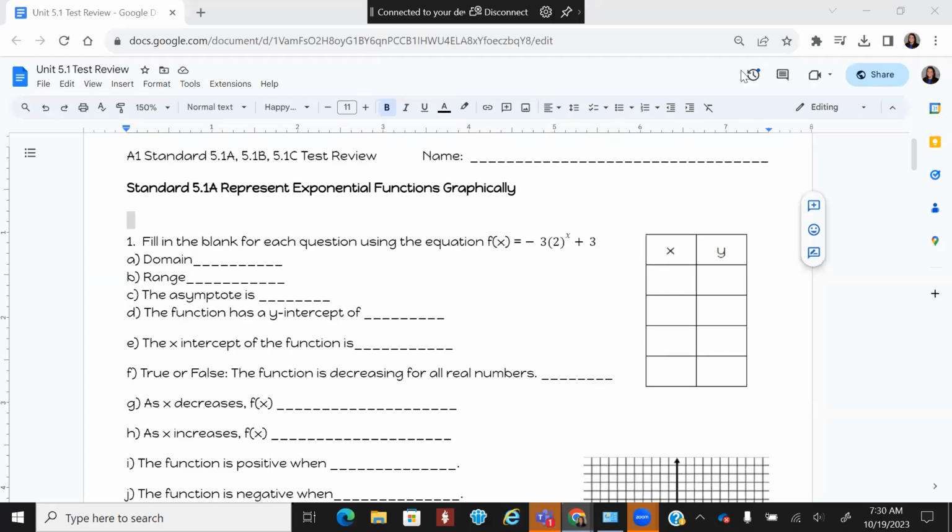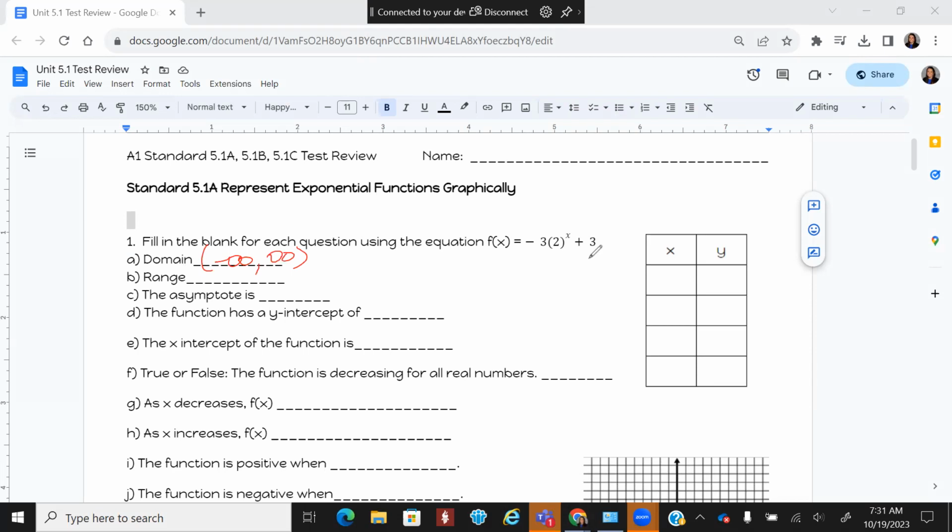At this point, we've already done 5-1B and 5-1C for the most part. So let's go ahead and take care of 5-1A. So the domain for all exponential functions is what? Negative infinity to positive infinity, right? So for our domain, we have negative infinity to positive infinity.